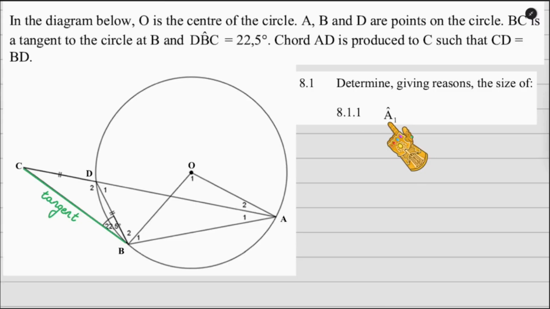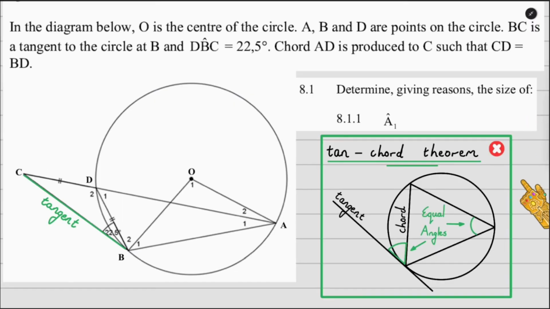So to get A1, we're going to apply the tan chord theorem. Let me show you what that's all about. The tan chord theorem states you have equal angles that exist between the tangent and the chord, as well as the angle that is subtended by the chord. So you follow that chord down to the circumference, and then you get the angle that will be equal to this one.